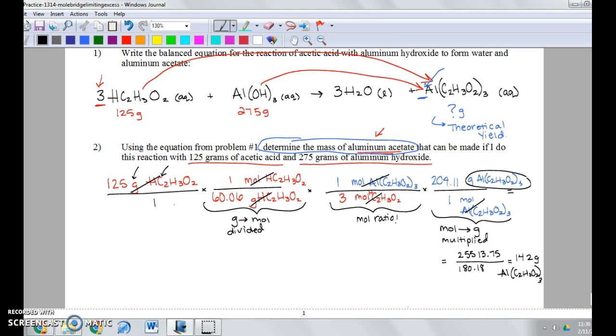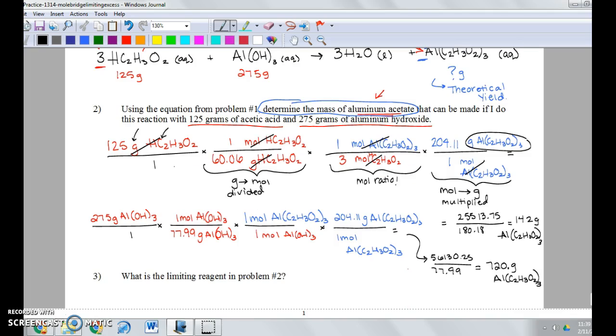We're going to now repeat the same procedure really quickly with our 275 grams of aluminum hydroxide. I'm going to go ahead and do this now. You can pause here and then hit play when you're ready, and you can check and make sure you've done it correctly.